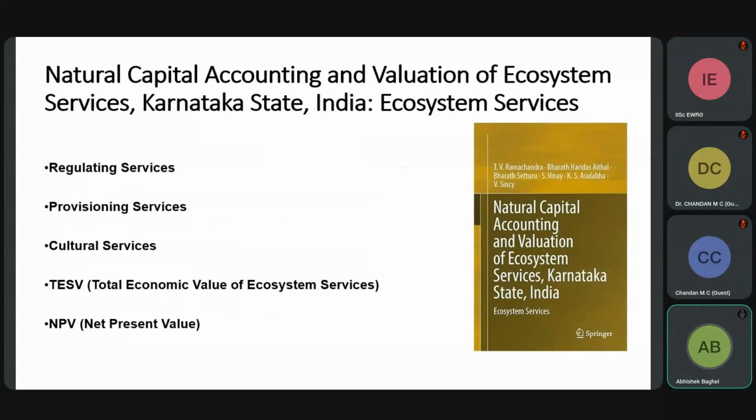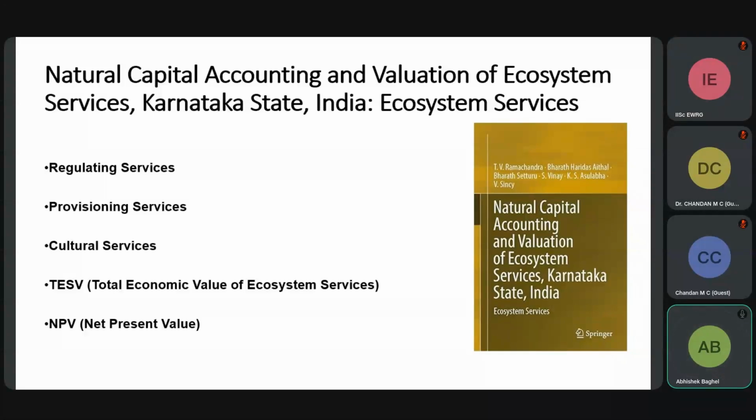Coming to the natural capital accounting and valuation of ecosystem services, we have referred to this book. You can get it online. It is available on Amazon and many other places. I'll just go through the main parts, such as regulating services, where the ecosystem regulates climate, air quality, flood control, and pollination. Provisioning services, where nature provides food, water, raw materials, and energy resources. Cultural services are accounted where ecosystems offer recreational, spiritual, and educational benefits.